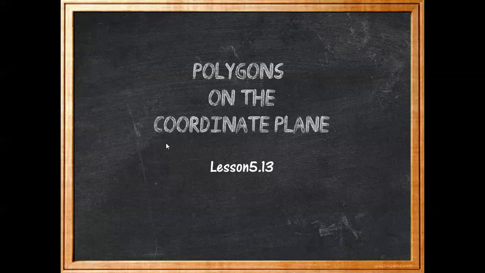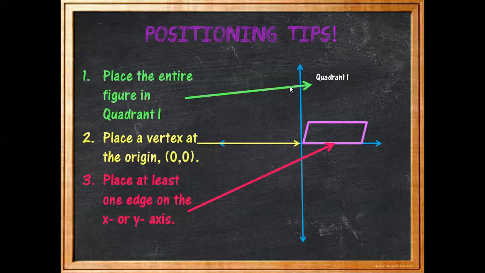In this video, we're going to talk about polygons on the coordinate plane. When you're placing a polygon on the coordinate plane, here are positioning tips. You want to place the entire figure in quadrant 1. If you notice this parallelogram right here, it's completely in quadrant 1.